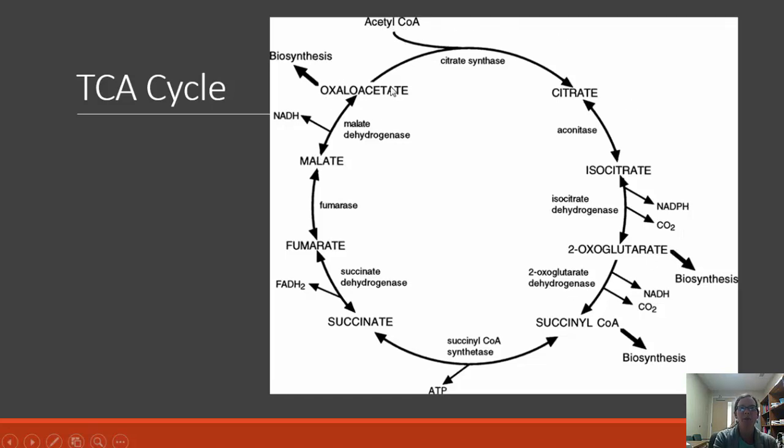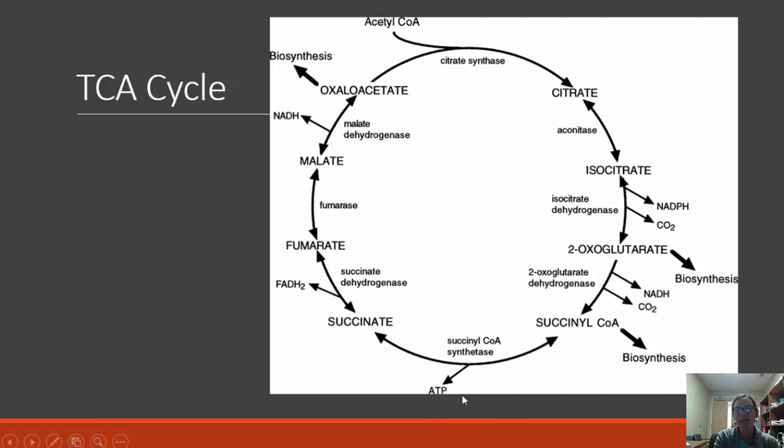Instead, it needs to join up with oxaloacetate, and those two combined can then keep this cycle going. And we can see that we have a lot of products in this TCA cycle. So we produce NADPH, we'll talk about that. We'll produce carbon dioxide, we'll produce NADH, we'll produce ATP, we'll produce FADH. So we have a lot of products of this.